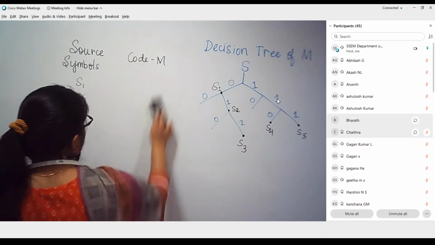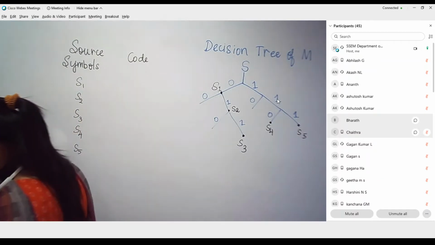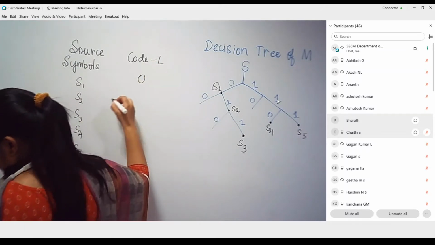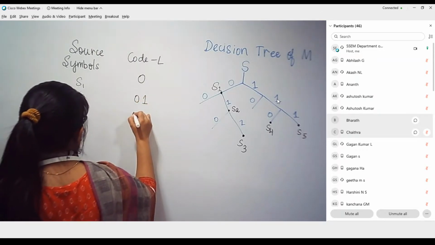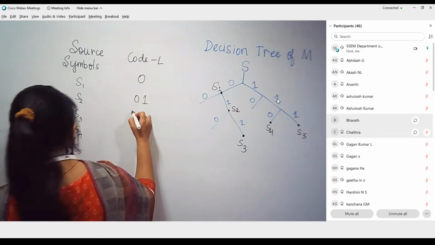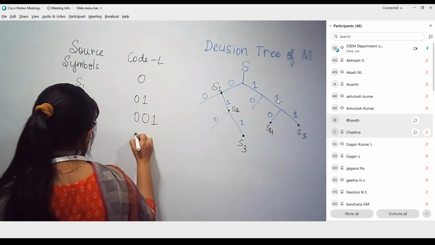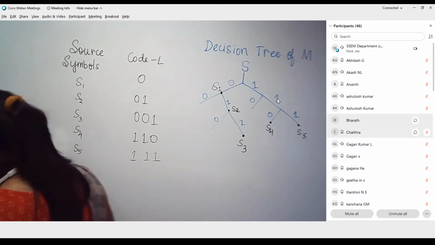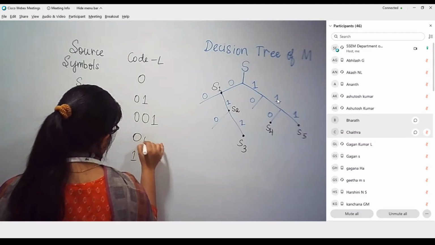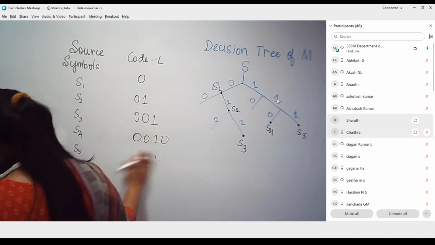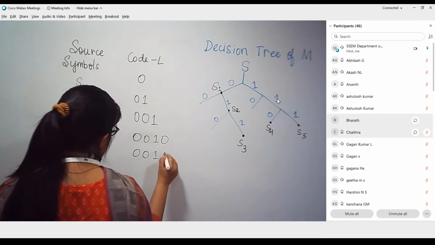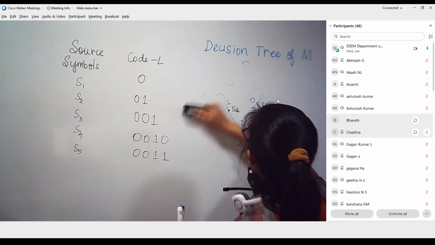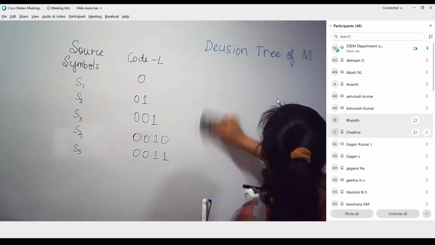Then let me write the code word set called L: 0 0 1, 0 0 1, 1 1 0, 1 1 1. Sorry, 0 0 1 0. This is 0 0 1 0, 0 0 1 1. Okay, now we will write the decision tree of L.